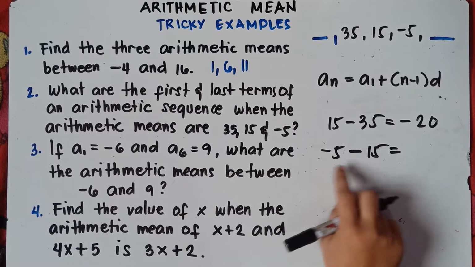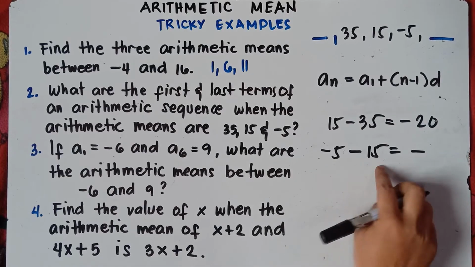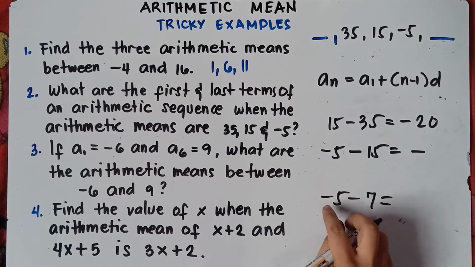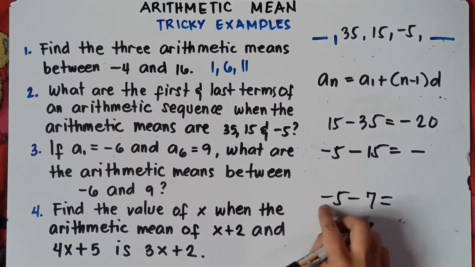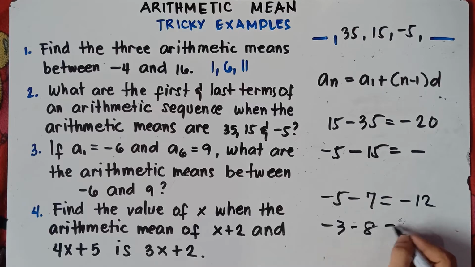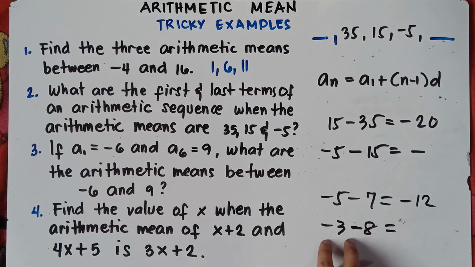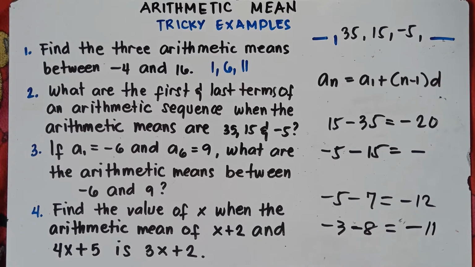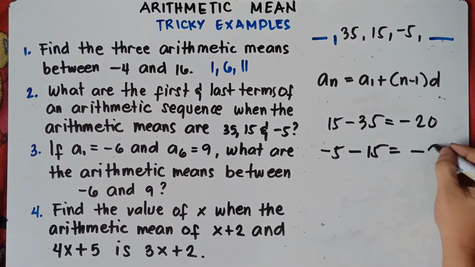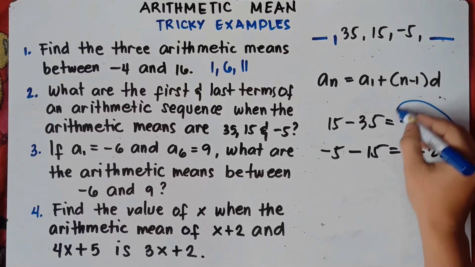If the signs are the same, simply copy the sign, then add the numbers. So if you have this kind of equation, class, for example negative 5 minus 7, or negative 3 minus 8, both negative, simply copy the negative sign, then add the numbers. 3 plus 8, that is 11. I hope you get this one, class. So this will be negative 5 minus 15, that's negative 20. So the common difference is negative 20.